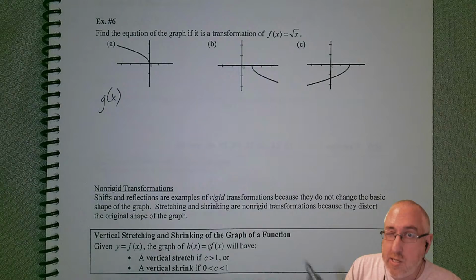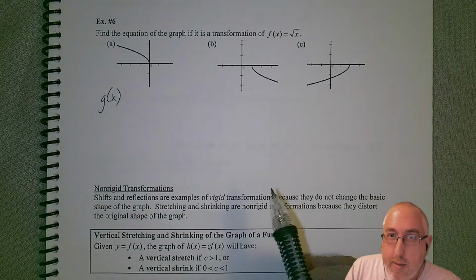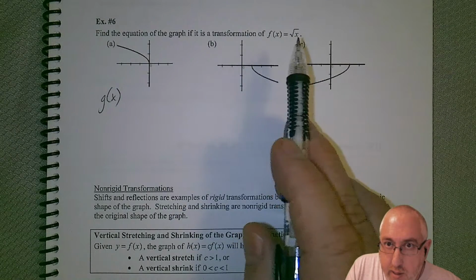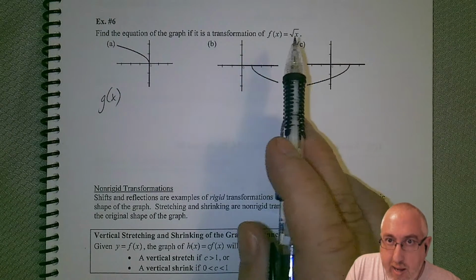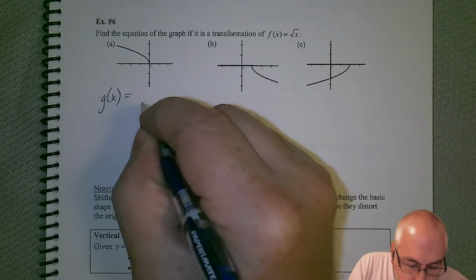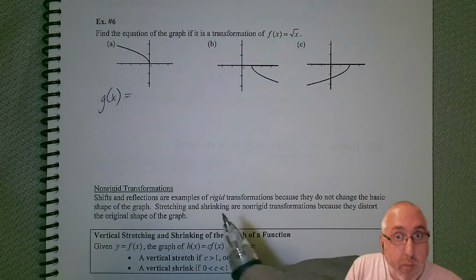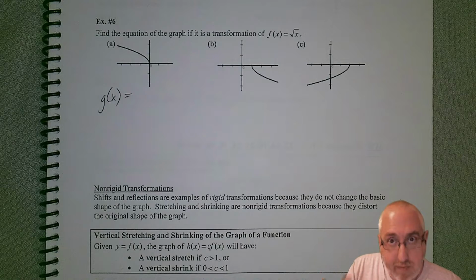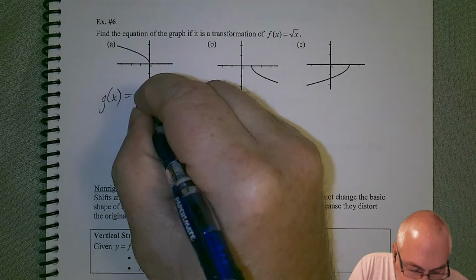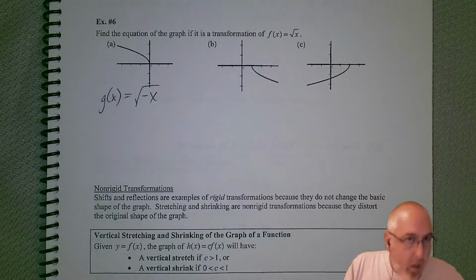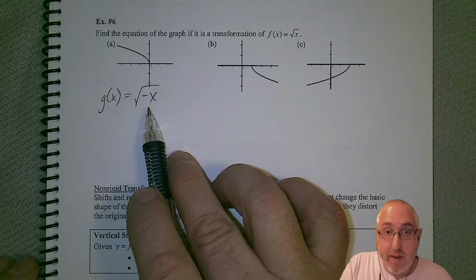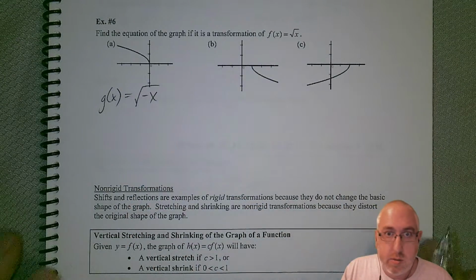So if we want a reflection in the y, how do we do that? Where do we put that negative in this square root of x? If it's a reflection in the y, we want to affect that value of x. So we want to negate the value of x. So that would give us the square root of negative x. That's it.